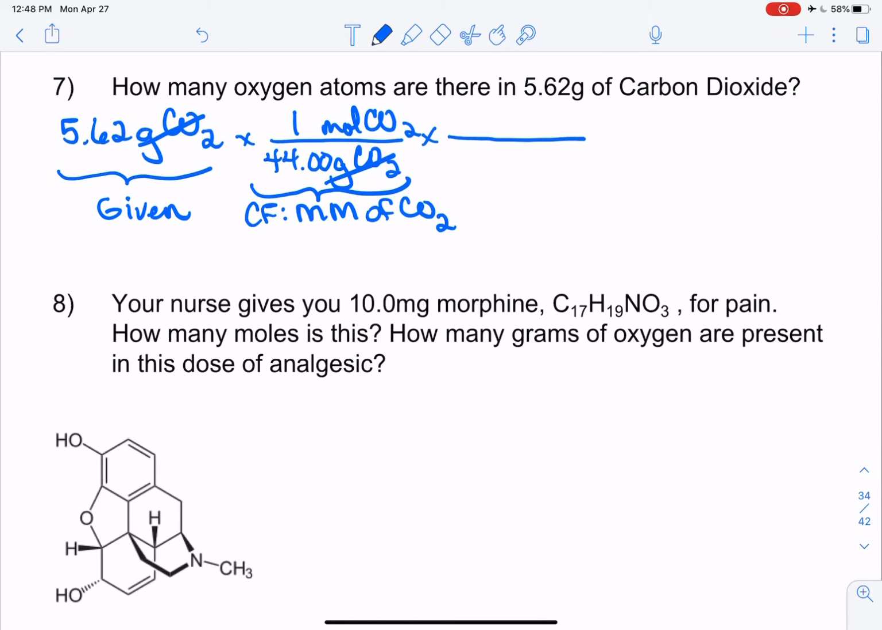So we want to get rid of moles of CO2. So we're going to put moles of CO2 down here. And since we're at the mole to mole ratio portion, we probably want moles and moles because it's a mole to mole ratio. Now, we're going from CO2 to which substance? To oxygen. And it specifically asks you about oxygen atoms. So we're not going to do the oxygen molecule O2. So right here, this conversion factor is our mole to mole ratio.